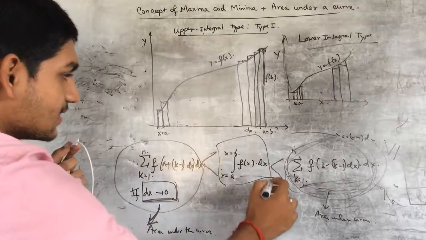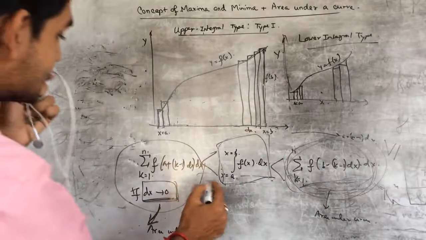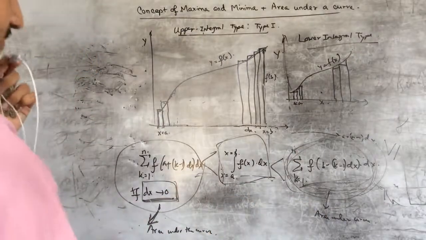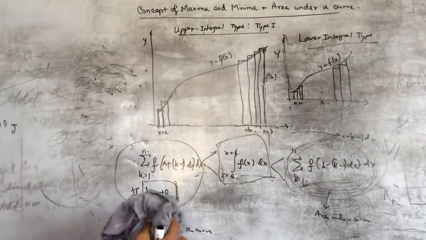So we see that this lies in between these two, and as you minimize dx and as dx tends to 0, all these three merge to the area under the curve. So this is the actual significance of the area under the curve of a function.